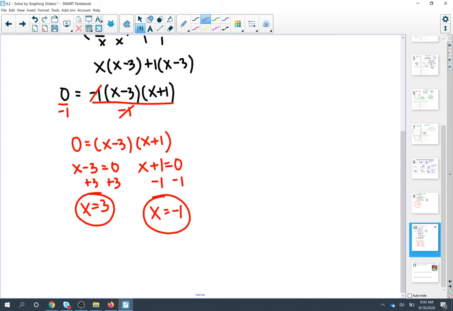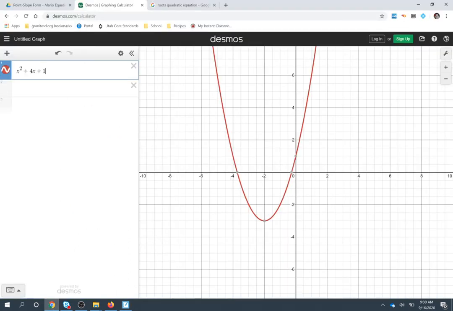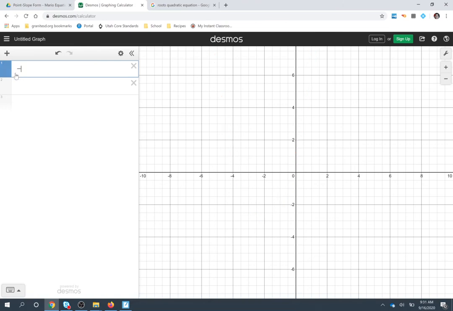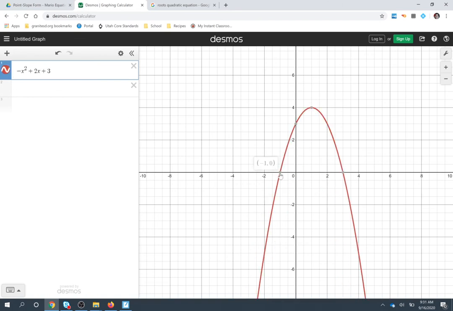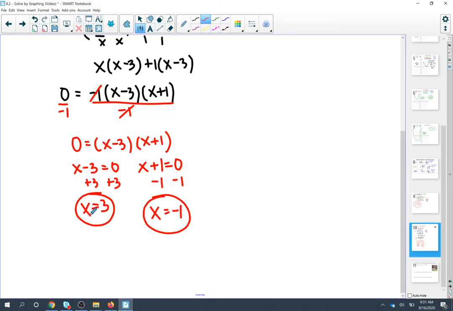Just to check, I'm going to grab my calculator and graph it. Our original function was negative x squared plus 2x plus 3. First intercept, negative 1, that's what we found. Second intercept, positive 3, that's what we found. Negative 1, positive 3.